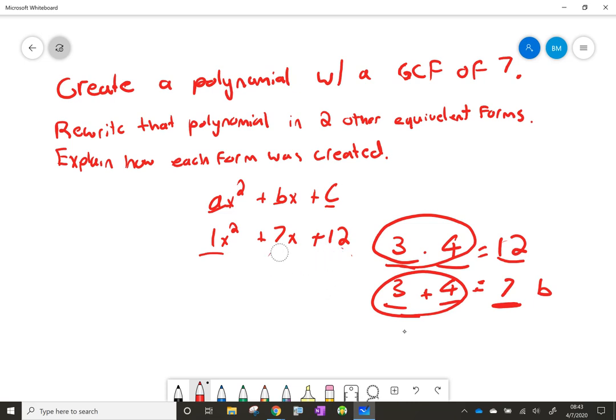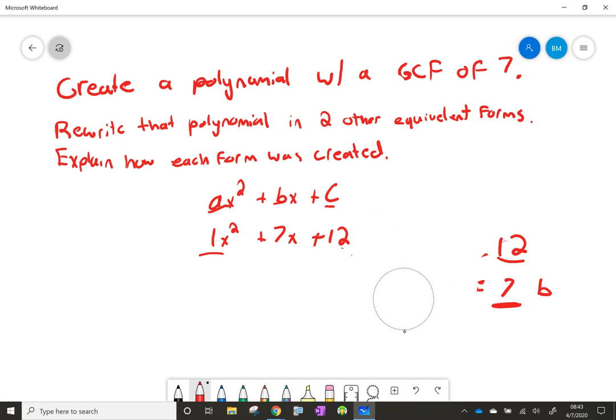Okay. If I had gone with some other numbers, let's say I made my number 12, but I went with 6 and 2, right? 6 times 2 makes 12. Let's say I use those numbers instead. Then I'd use 6 plus 2, the same numbers, to make my b value. 6 plus 2 would be 8, and I would make my b value 8 rather than 7. But let's stick with my original one, right? I just picked 3 times 4 to make the number 12 that I came up with. So 3 plus 4 makes that b value of 7.